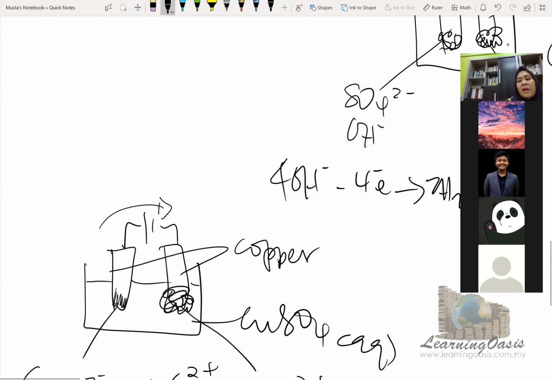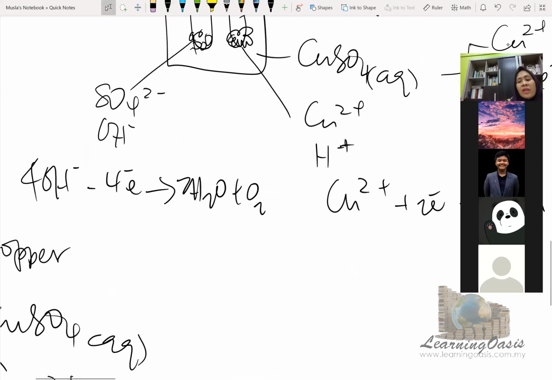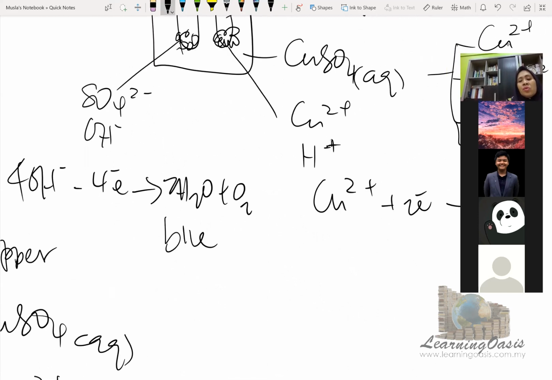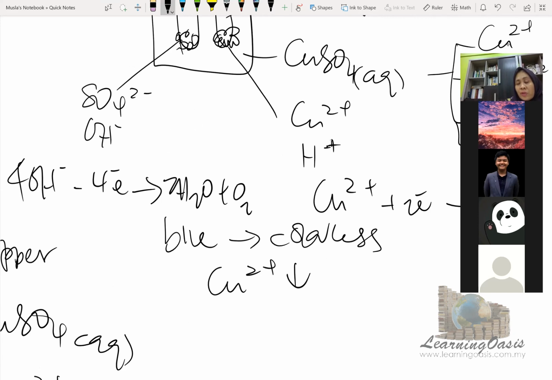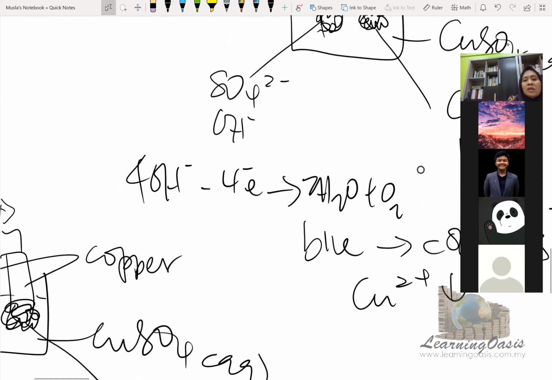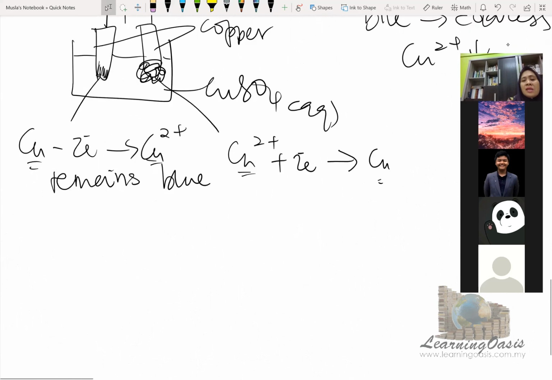Now, in this case, if you use graphite, what happened? It changes from blue to colorless. The reason is because the number of copper(II) ions decreases. What happened to the copper(II) ion, Balkis? It gains electrons. It has been reduced to copper atom. Okay, now everyone okay with this? Yes?